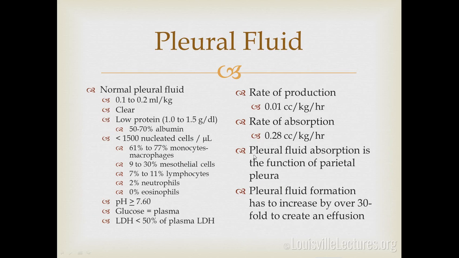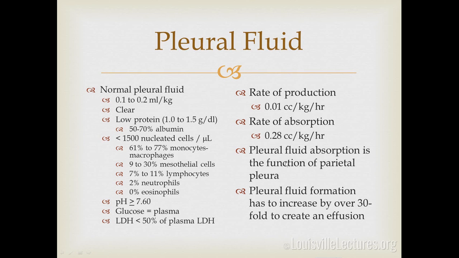So normal pleural fluid is very low in volume, clear, and low in protein, and most of the protein is albumin. It's low in cells, and most of the cells are monocyte macrophages. What's important to know is that there are very few neutrophils and no eosinophils in normal pleural fluid. Normally it's alkaline, its glucose is the same as the plasma, it has very low LDH, and the rate of absorption of pleural fluid is several-fold more than the rate of production.